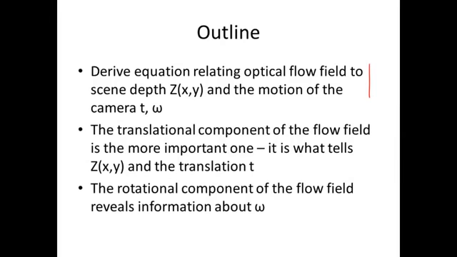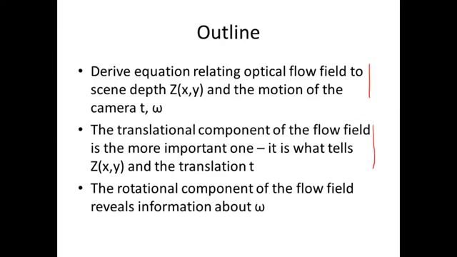After we have done that, we are going to try to make sense of this. We are going to try to interpret this and get some physical intuition. And basically what we will find is that the translational component of the optical flow is the more important one, and that reveals something about z, the depth, as well as the translational vector t. The rotational component of the flow field is also important, but less so.